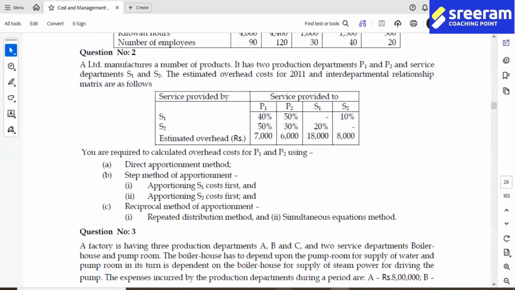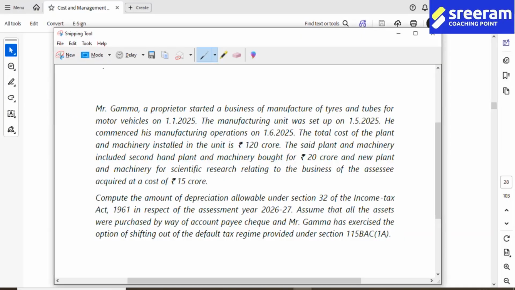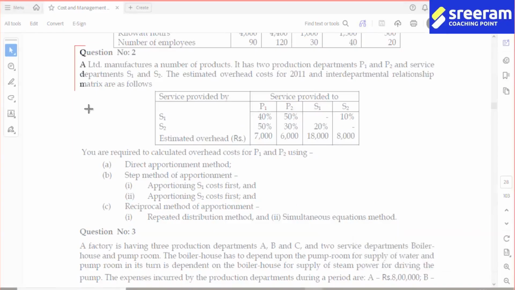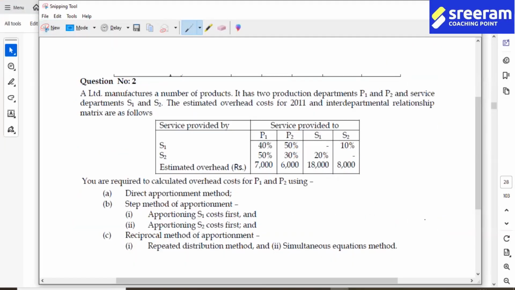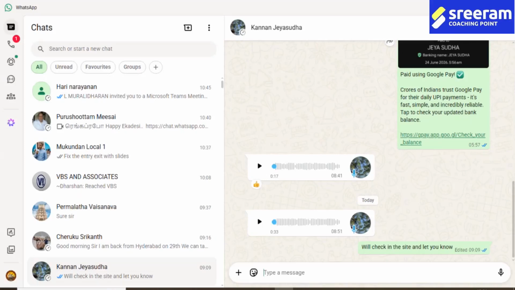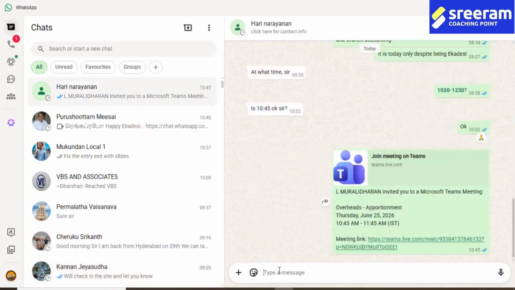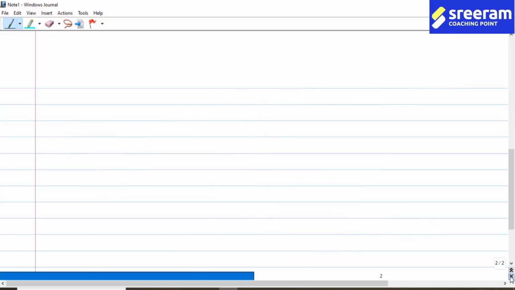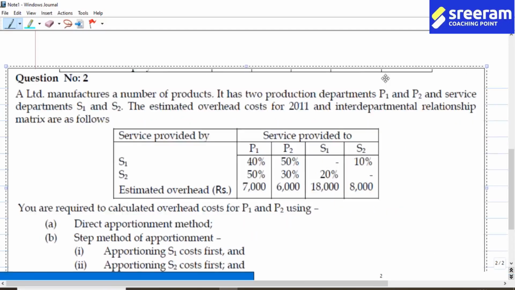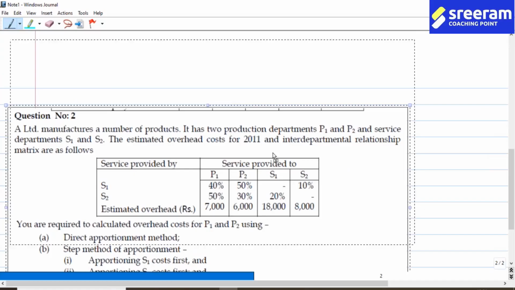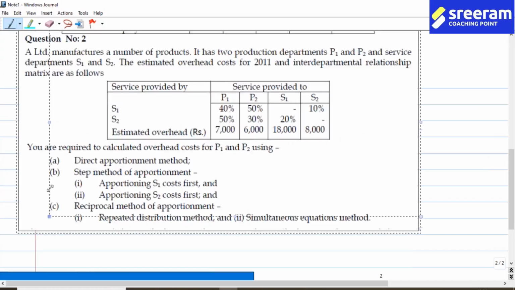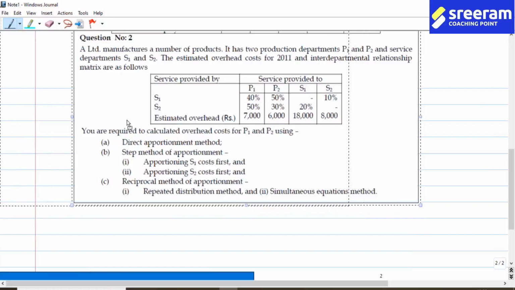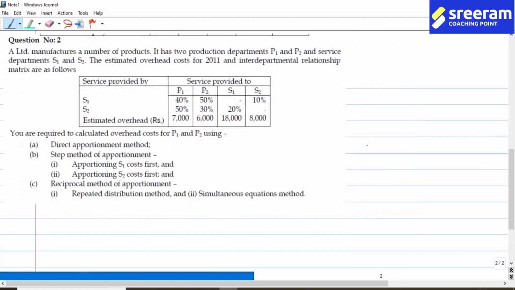This is question number 2. We would like to take up this particular question and put it over here. I would like to try this under the direct apportionment method.